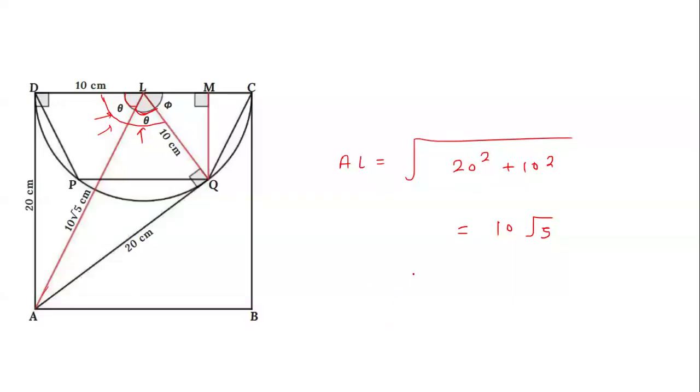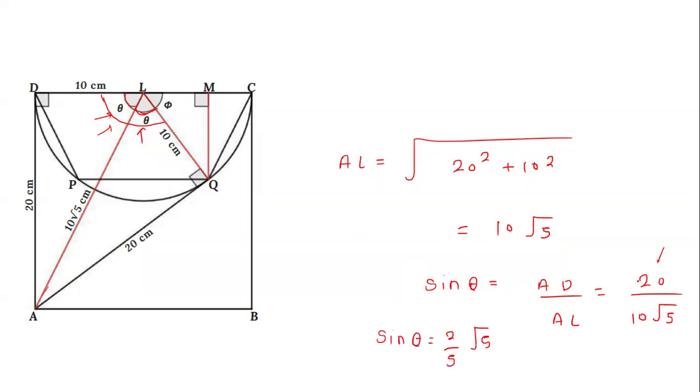Now we can write sine theta is equal to AD divided by AL. So it is equal to 20 divided by 10 root 5. So sine theta is 2 by root 5. You multiply numerator and denominator by root 5, so it will become 2 by 5 times root 5. And you also calculate cos theta. So cos theta is equal to 10 divided by 10 root 5. So it is 1 by root 5, which is 1 by 5 times root 5, in this way.